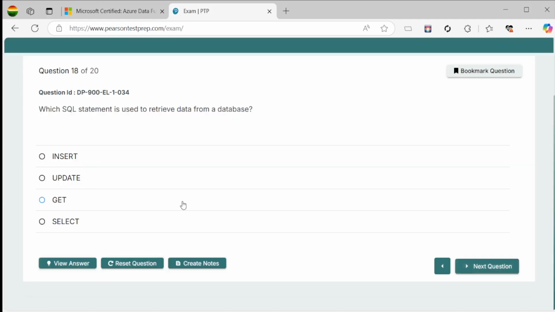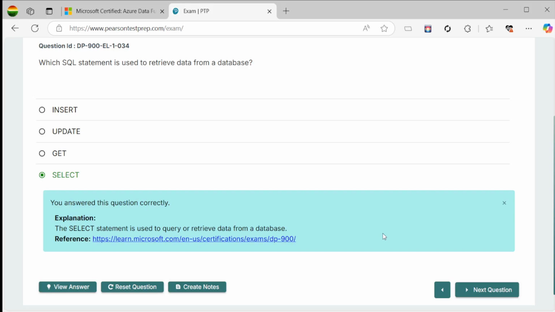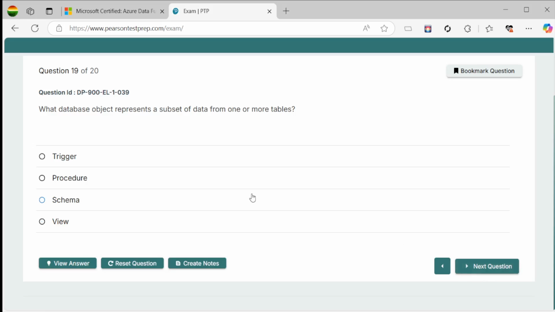Which SQL statement is used to retrieve data from a database? An insert statement, an update statement, a get, or select. Retrieve data. So you're reading data. The answer to this in SQL, to read data from a database, is a select statement, or a DQL language, a DQL command.